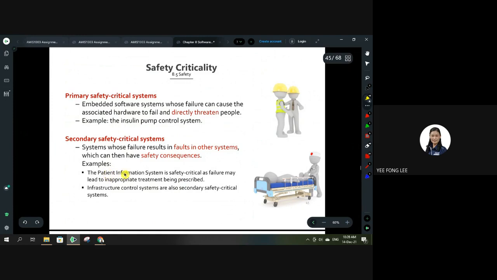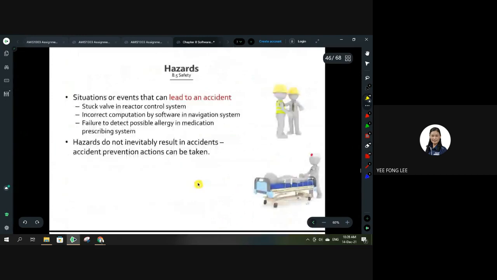Okay. A patient information system is safety critical as failure might lead to inappropriate treatment being prescribed. Hazard. Look at the next slide here, slide number 46. Okay, read through the slide here. What is meant by hazard here? There are a lot of definitions. The common definition refers to a condition that might potentially cause or contribute to an accident.